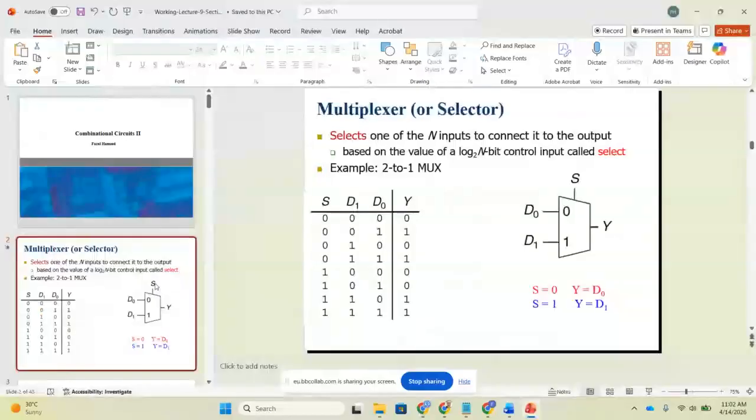We have already covered the multiplexer. So now this is a multiplexer. Can you see here? If you look at this multiplexer, everything is visible to you. Look at the block diagram of the multiplexer.